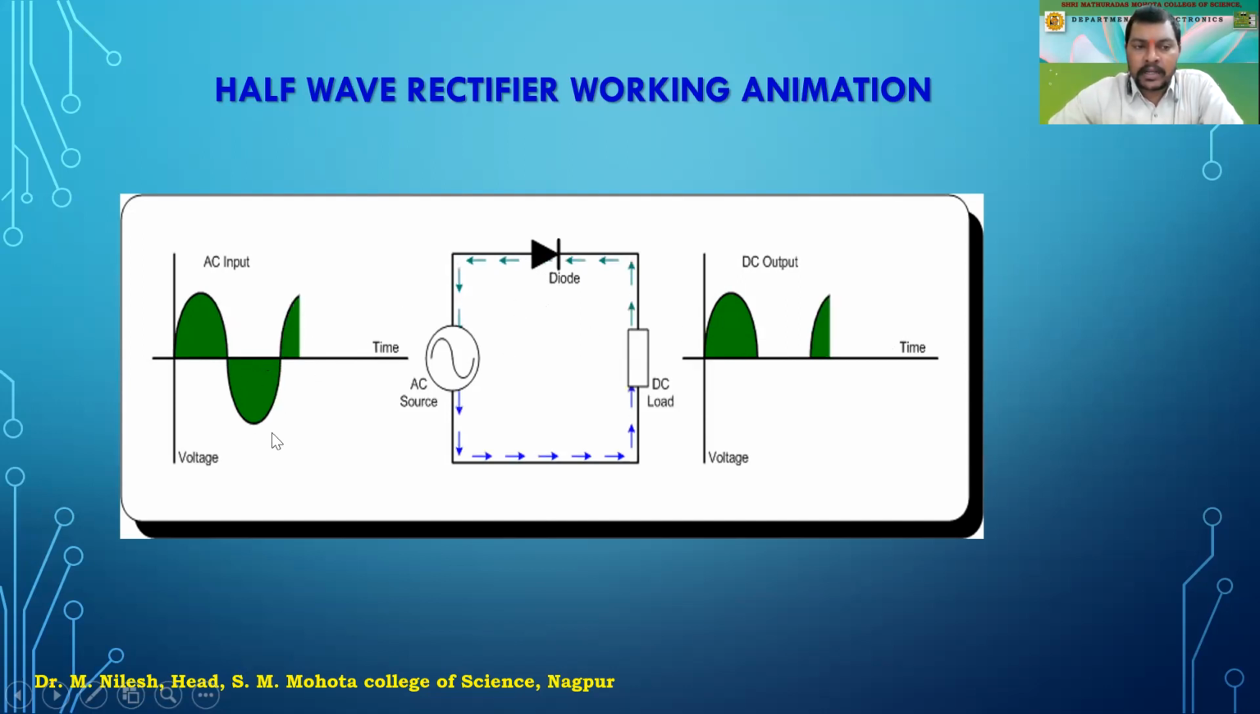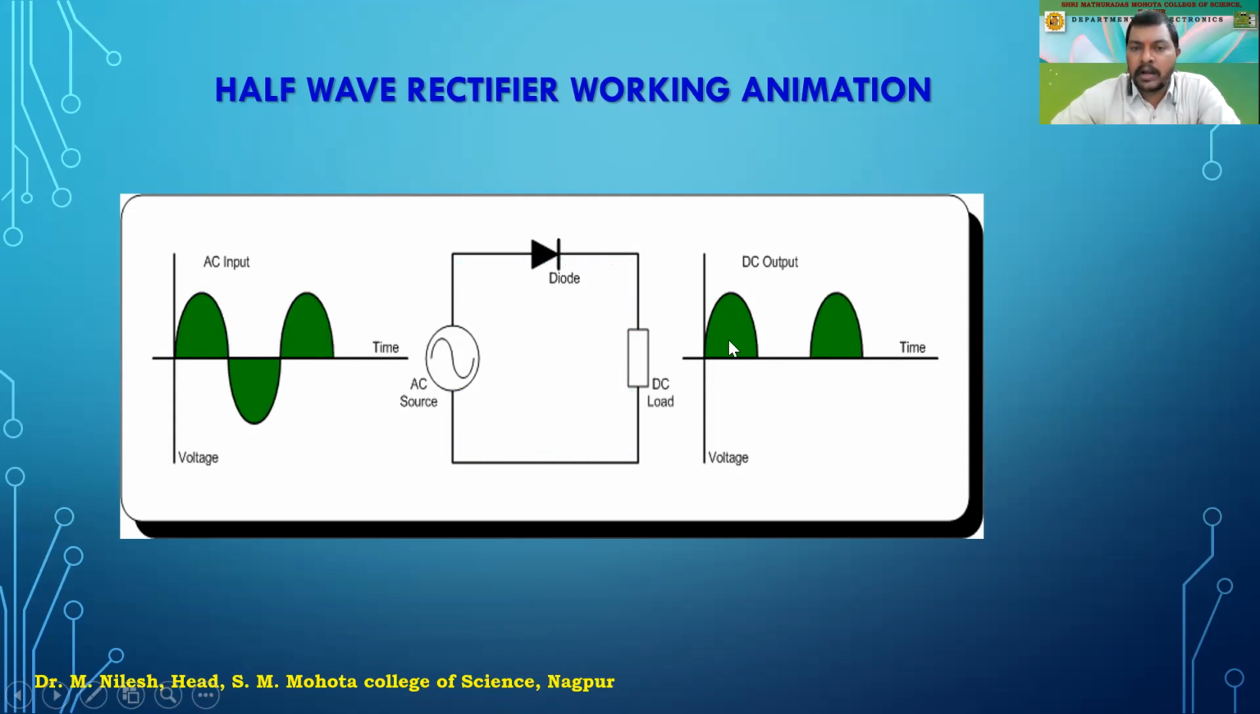Now during the negative half cycle, that is the lower half, what happens? The anode is negative and the cathode becomes positive, which implies that the diode is reverse biased. The diode will not conduct, and the negative half cycle is blocked. You can see in this animation that the negative half is not appearing across the load, and after that the positive half starts again and appears across it.